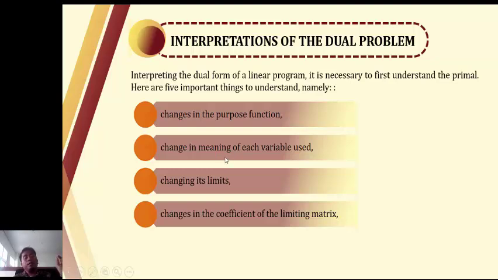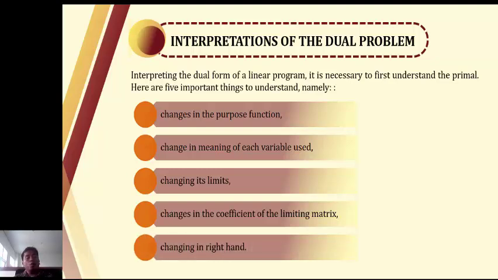For example, if the primal refers to x1 and x2, what is the meaning of these? You have to determine the meaning for the dual; maybe you can change them to y1 and y2. The third is changing the constraints. For example, if the constraint is less than or equal to, you change it to greater than or equal to, and vice versa. The fourth is the change in the coefficient matrix of the constraints. The coefficients in the dual are the transpose of the coefficient matrix in the primal. And the last, we have to know how to change the right-hand side between primal and dual.